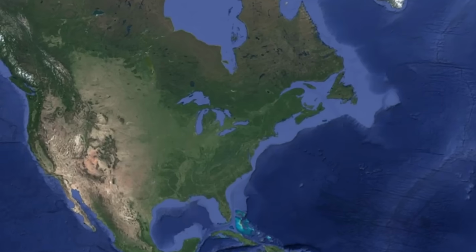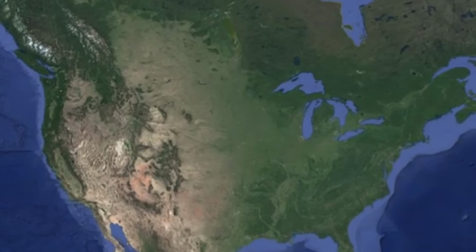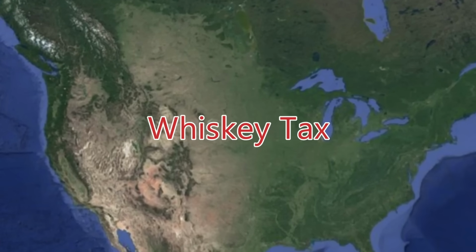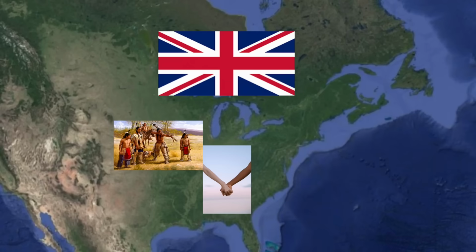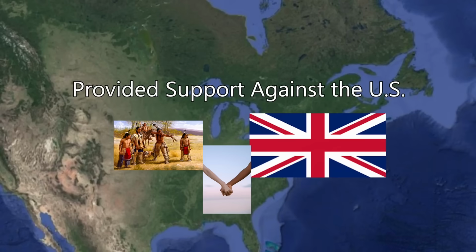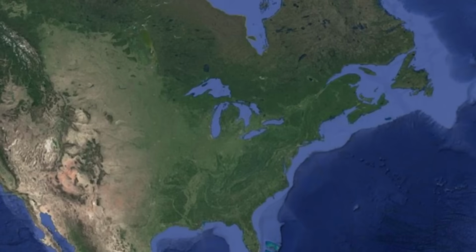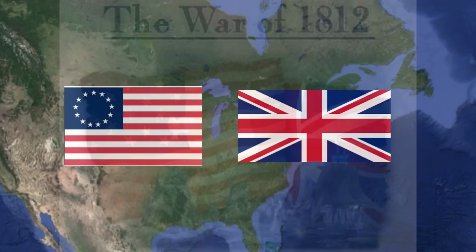Even the federal government had attempted to test its federal power in this frontier tension, imposing a violent whiskey tax and prompting a rebellion against it. In the expansion westward, Britain took the side of Native Americans and provided support against the US, which would heighten tensions between the US and Britain, which would eventually cause another war to break out.